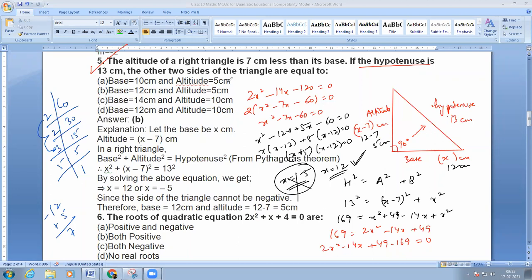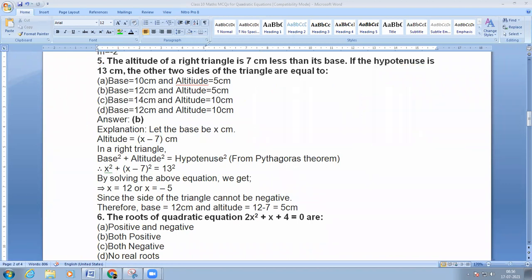Check: the altitude is 5, along with the base 12. So the answer will be B. So now we are moving to question number 6.